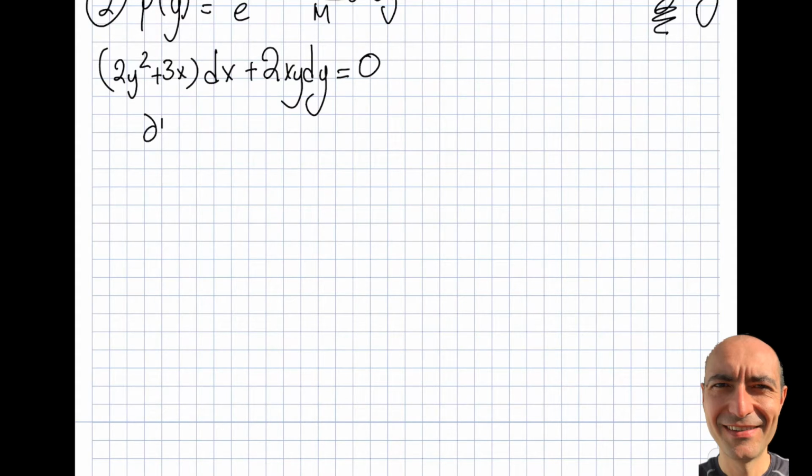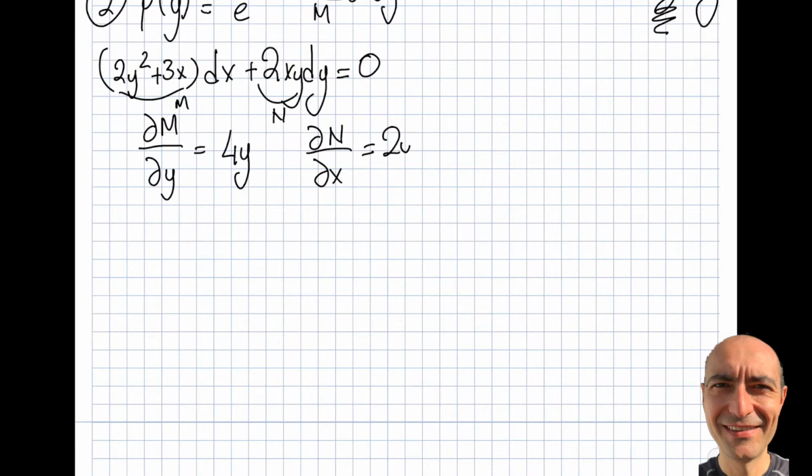So I'm going to do del M del y. And obviously M is this, right? And N is this. So del M del y, the partial of the first term will be 4y. The second term doesn't have a y in it, so I'm good. How about del N del x? So looking at it, I'm going to get myself 2y, right? So you can see that this is not exact.